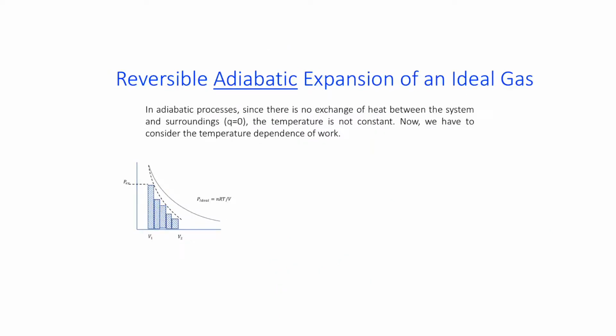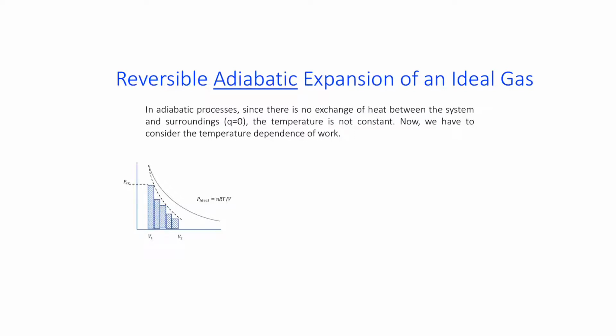Next up is a reversible adiabatic expansion of an ideal gas. In adiabatic processes, since there's no exchange of heat between the system and the surroundings, remember Q equals 0, we know that the temperature is not constant anymore. We don't have the ability to exchange heat with our surroundings to maintain constant temperature like we were able to do for our isothermal process. So now we have to consider the temperature dependence of work.